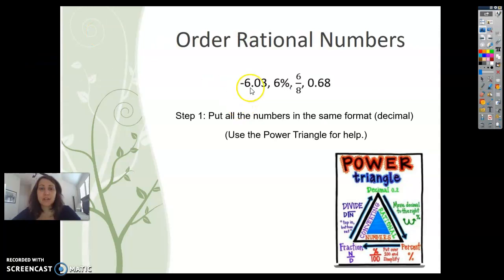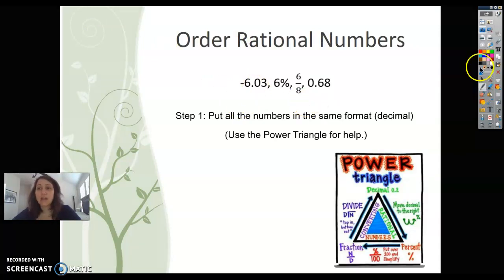And so my first number here, -6 3/100, is already in a decimal format. I don't even have to do anything for that. But 6% on the power triangle, I am going from a percent to a decimal, so I have to go backwards. And so that means I'm going to move the decimal instead of to the right, I'm going to move it to the left 2 places. If you want to get real picky, I'm technically dividing by 100, but that would make this 0.06. Okay, so I've scooted once and twice.